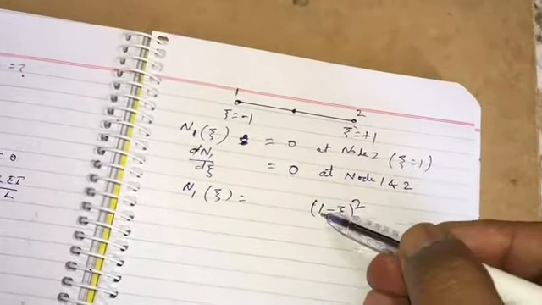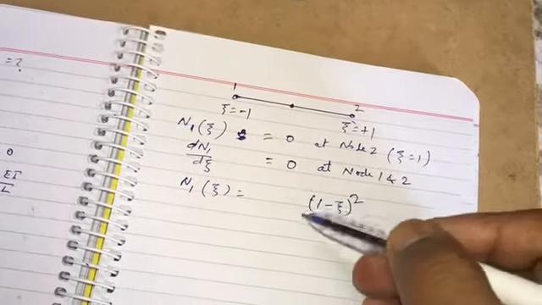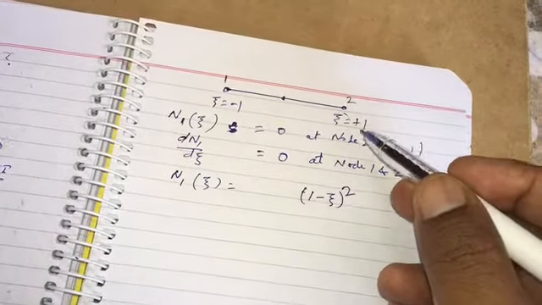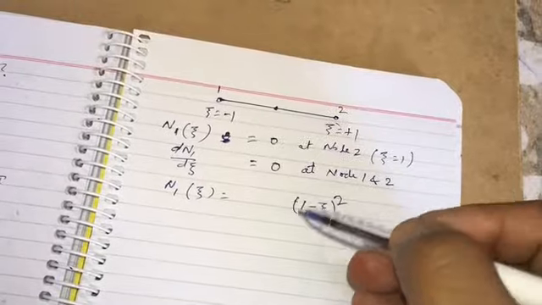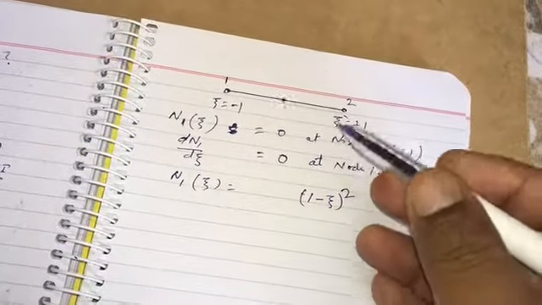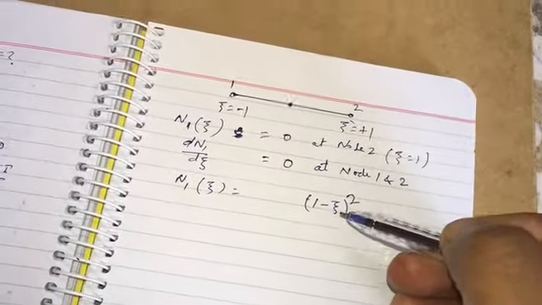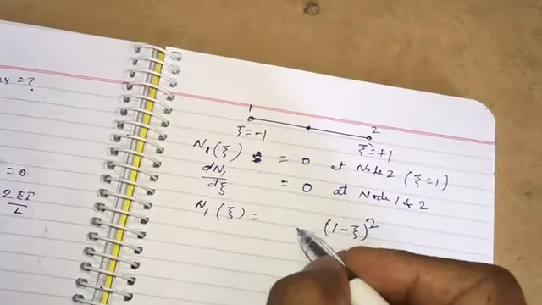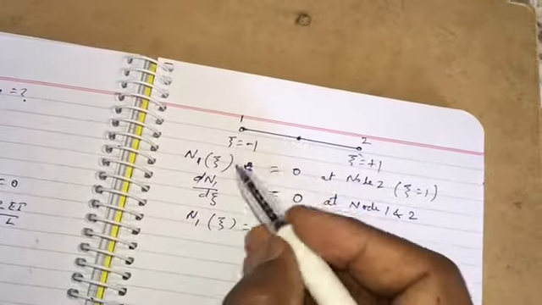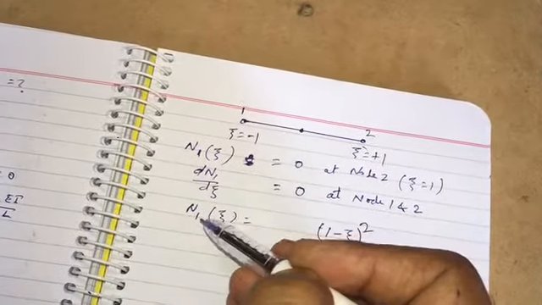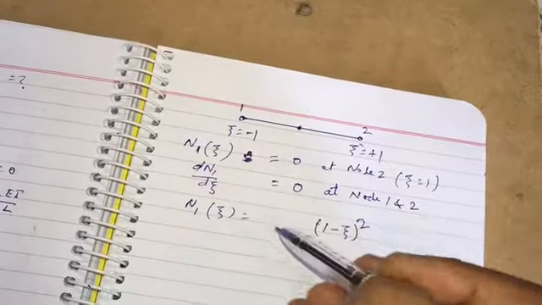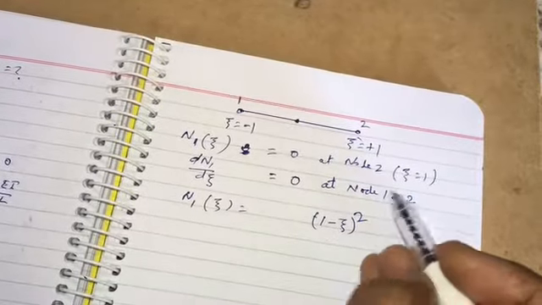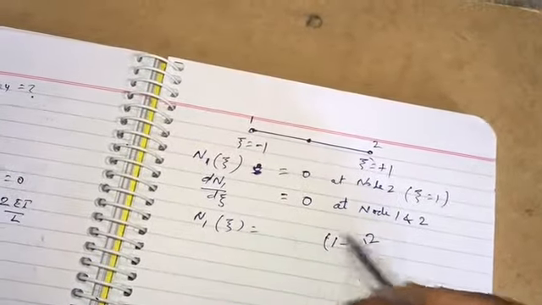So if you square 1 minus xi, that really means if you differentiate you get 2 times 1 minus xi, you put xi equal to 1, this becomes 0. So slope is 0 and value itself is also 0, both are 0. So that's why 1 minus xi square. Okay. Now what is remaining here is the slope of this one at node 1 also has to be 0. So what will be the value? That we have to find out.